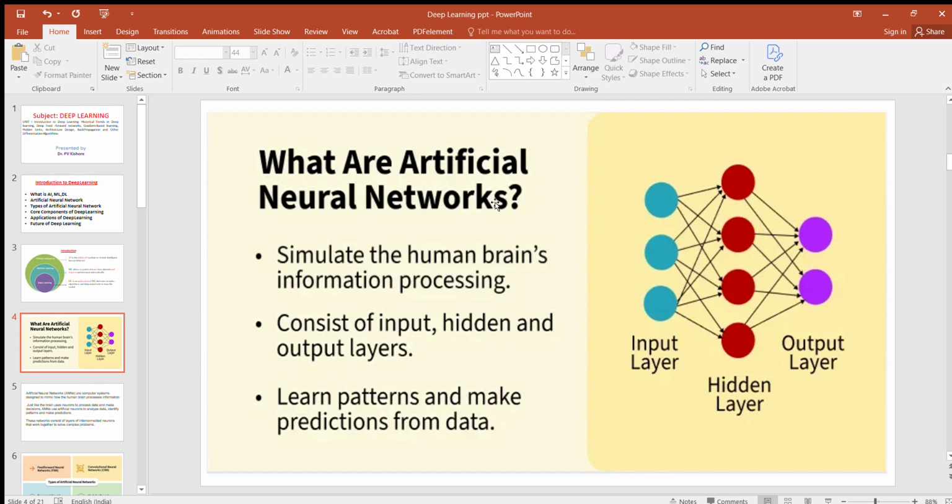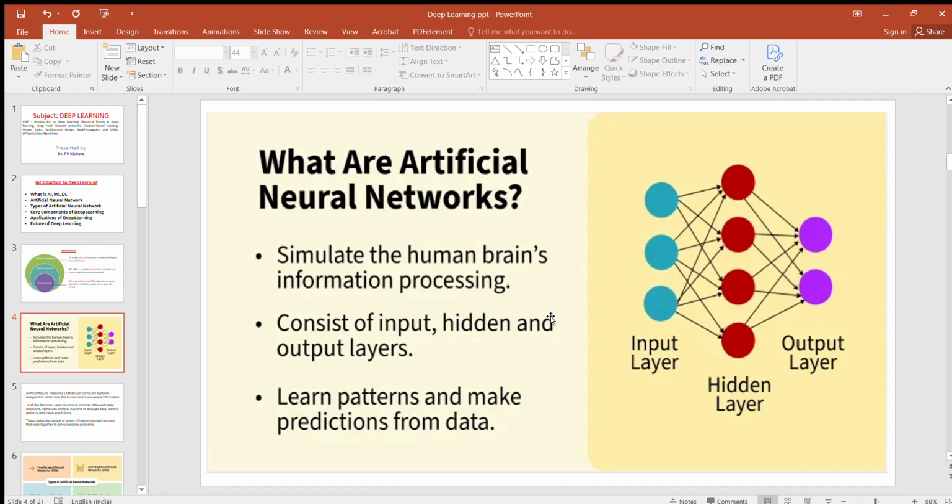Okay, in our brain we have neural networks. That is the physical or biological neurons. Here we are going to design the artificial neural networks. What are we using artificial neural networks for? We want to simulate the human brain. For that purpose we have to use artificial neural networks.